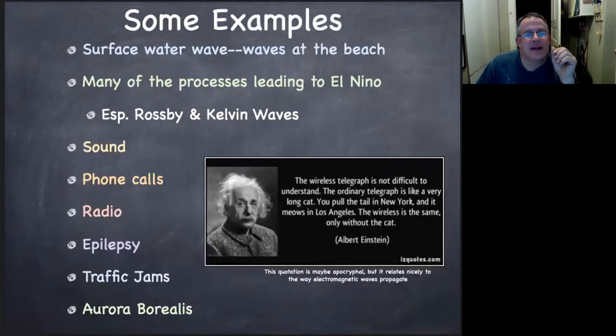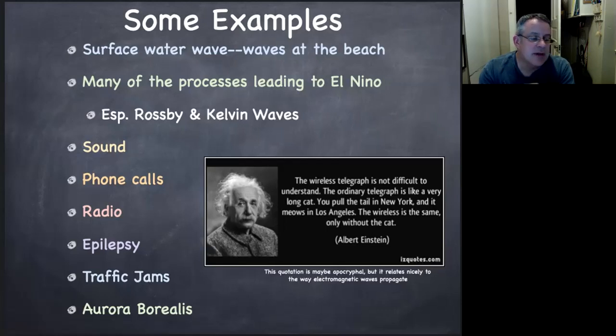So surface water waves are one example of waves. The processes that lead up to El Nino, especially Rossby and Kelvin waves, we're going to discuss. Sound waves. Phone calls are an interesting example because they're both a sound wave and a radio wave if it's a cell phone, or just an electrical wave if it's a landline. Radio is another example. Epilepsy is actually a wave, a brain wave, a kind of rotating pattern in the firing of your neurons in your brain.